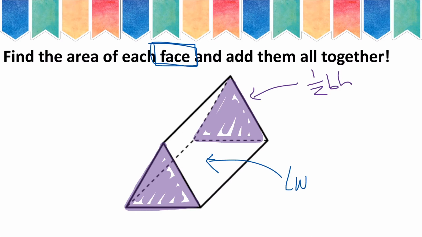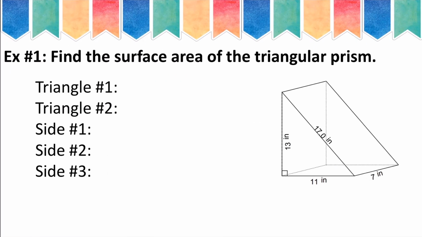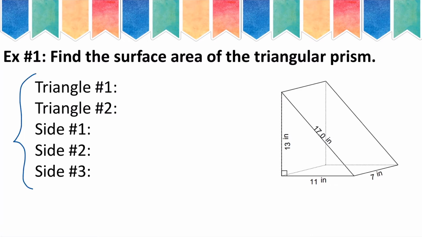In total, we're going to be calculating 5 pieces. The triangle in the front, the triangle in the back, and then we have 3 rectangles along the outside. So let's look at an example. As you can see here, we have our 5 sides that we're going to calculate.